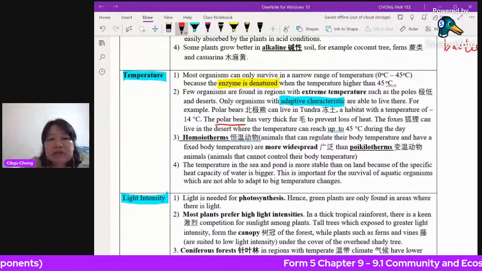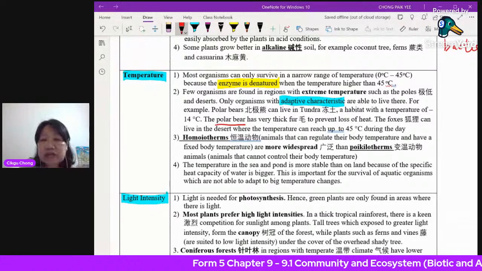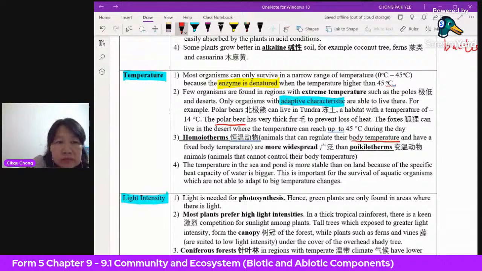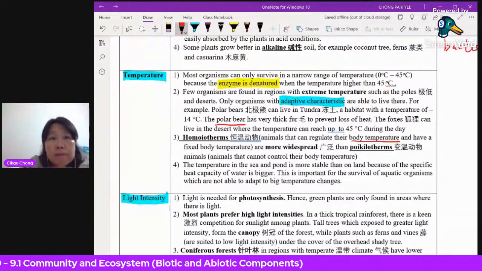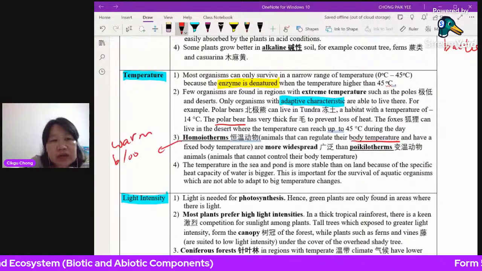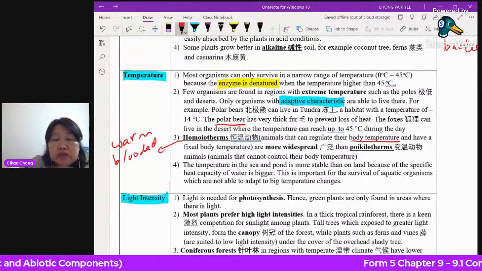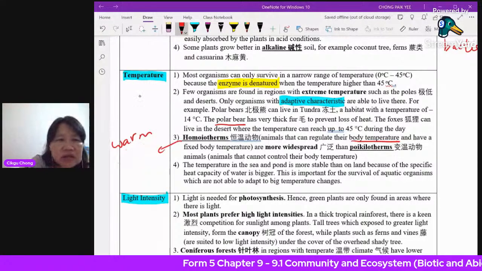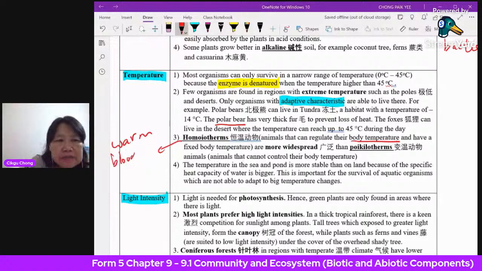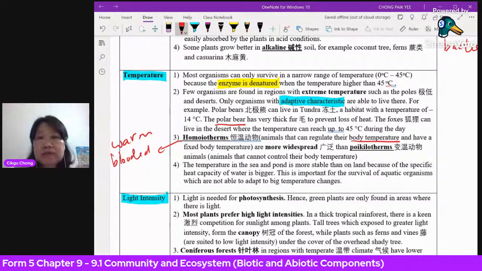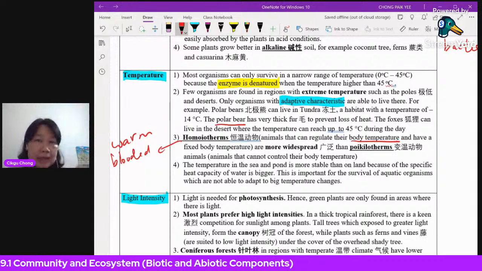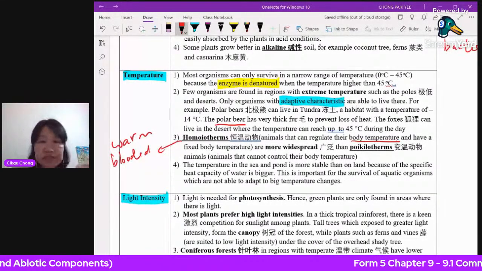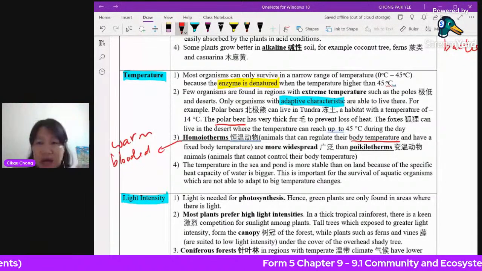Okay, now homeotherms. These are animals that can regulate their body temperature. In other words, we call it warm-blooded. In lower secondary, you call it warm-blooded. But in higher secondary, up from Form 4.5, you need to know that the actual term is homeotherms. I think you also learned it in lower forms. In terms of class, warm-blooded animals are mammals and birds. The other three, fish, amphibians, and reptiles, are cold-blooded.